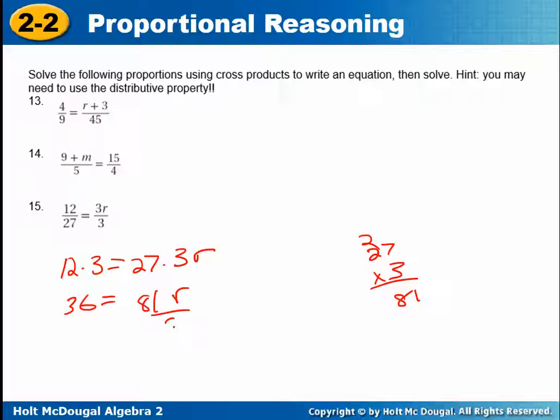81r. And then we divide by 81 to finish, and we'd get r is equal to 36 divided by 81. So you can go ahead and use your calculator and get a decimal approximation of that. So just remember that you'll be using distributive property on these last few problems, or a couple of them anyway. So you'll do that first, and then you'll finish solving your equation.